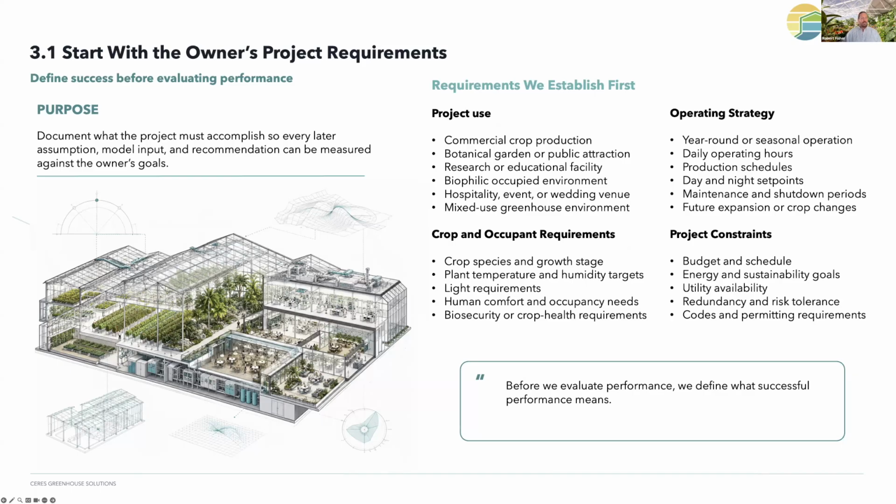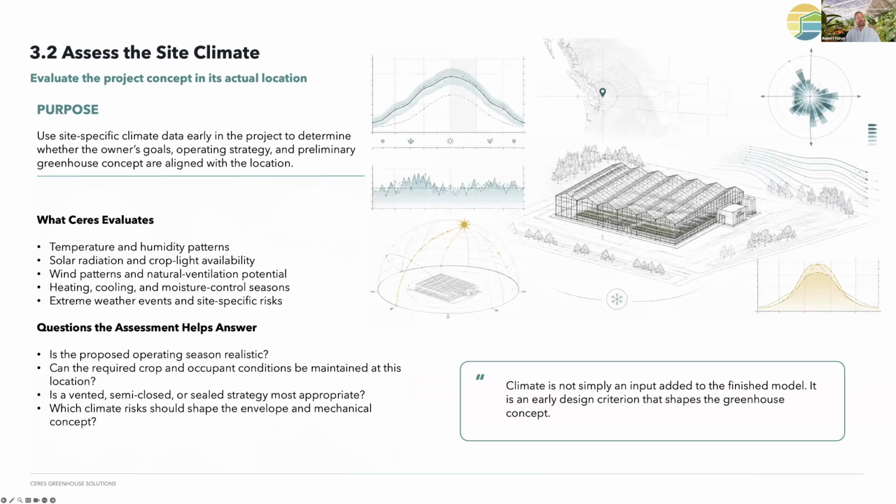We document the project use, crop and occupancy needs, the strategy for operating it, and all the key constraints, including budget, utilities, redundancy requirements, expansion plans, and the risk tolerance. This will generate our owner's project requirements, the OPR, that's used to judge and hit these performance targets. That's what we're chasing: what the owner actually needs and wants to be successful.